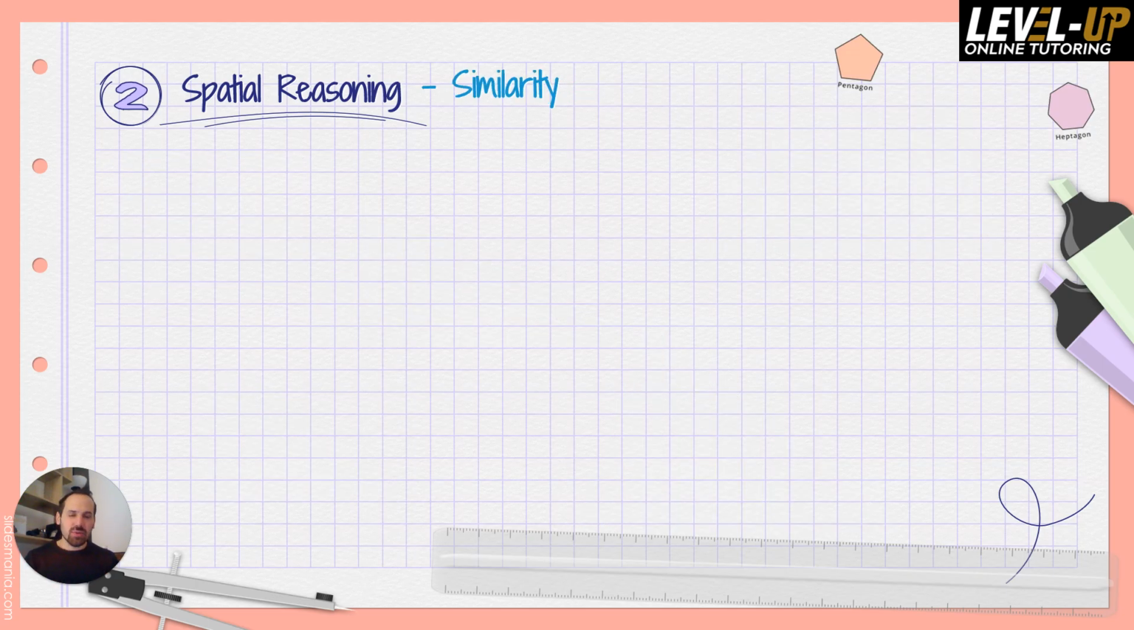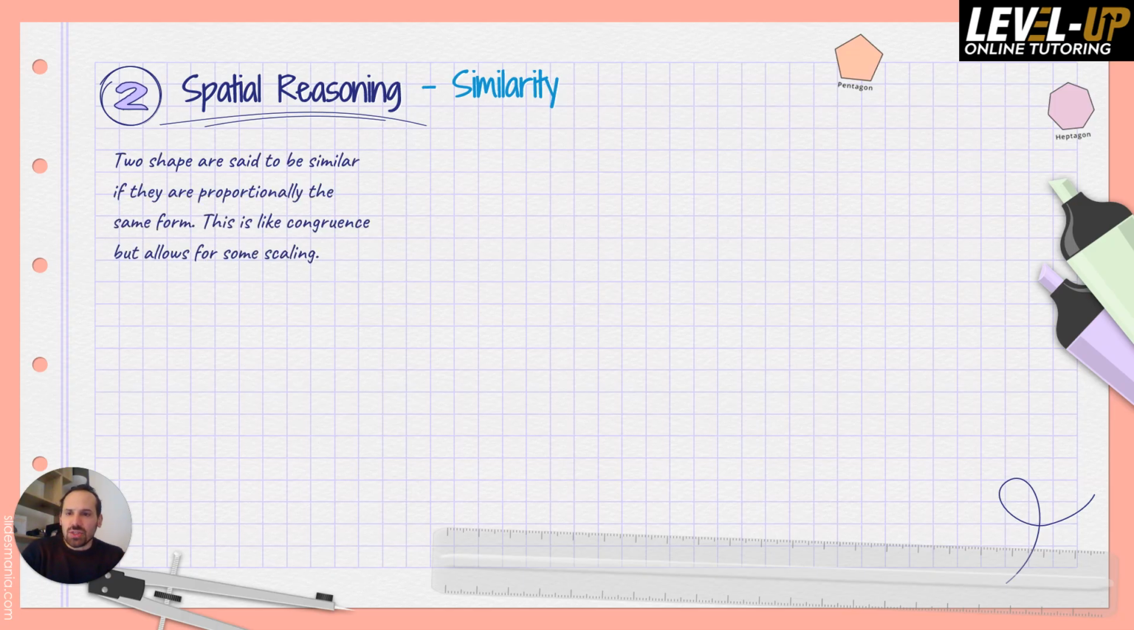So let's look at similarity, which is like congruence, but it allows a bit more flexibility. It's the same thing as congruence, but it allows for scaling. So you can translate a shape, you can rotate a shape, you can reflect the shape, and you can also scale it.